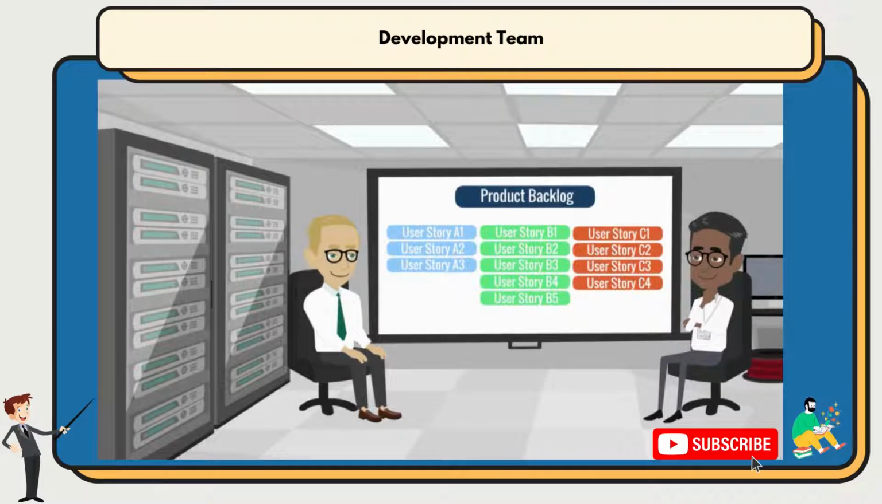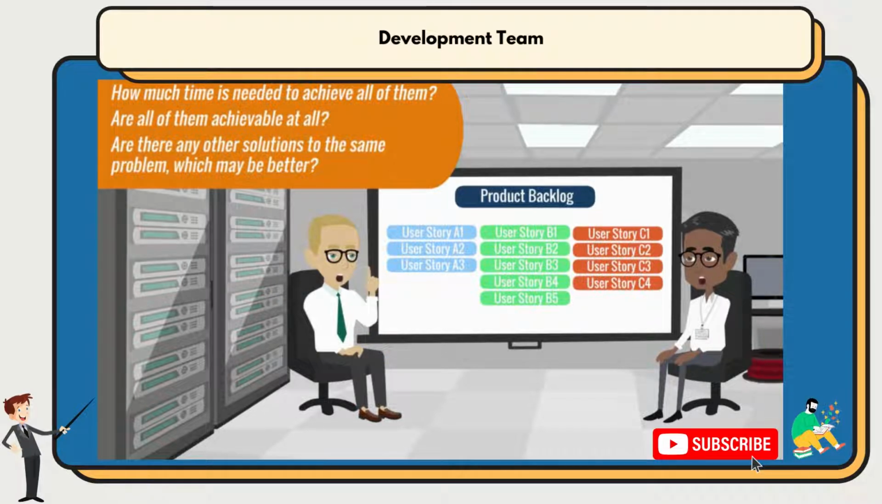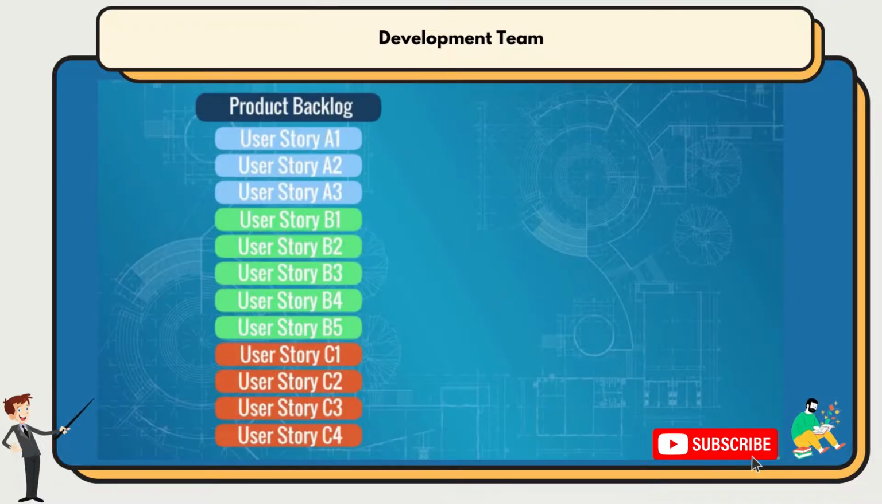As such, during the planning and brainstorming sessions, they need to advise the project team on the technical side of the requirements. How much time is needed to achieve all of them? Are all of them achievable at all? Are there any other solutions to the same problem, which may be better? The development team plays an important role in the backlog definition process too.